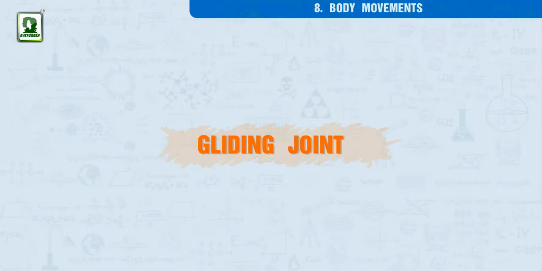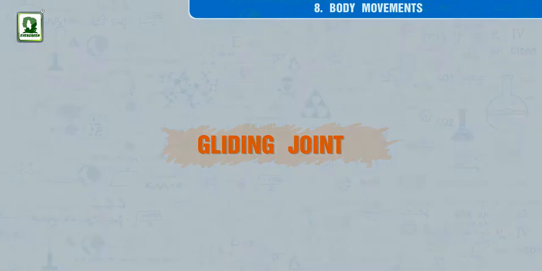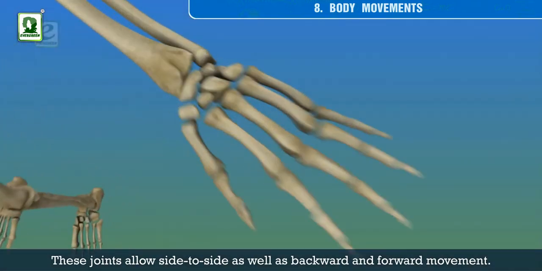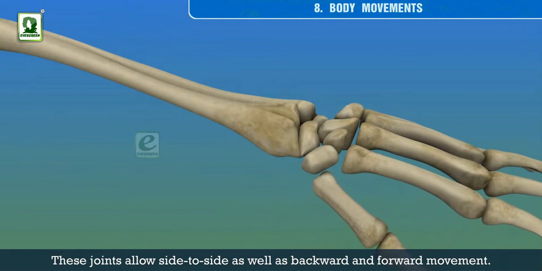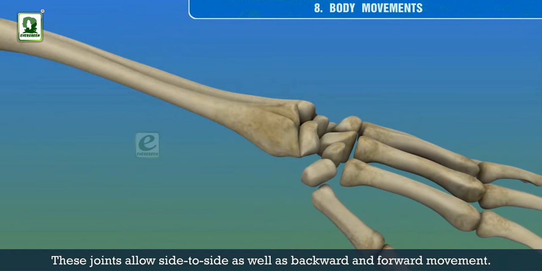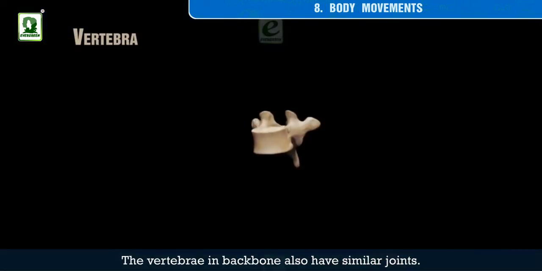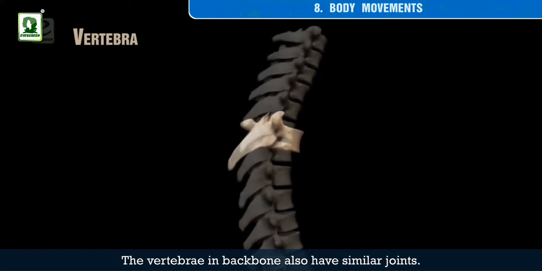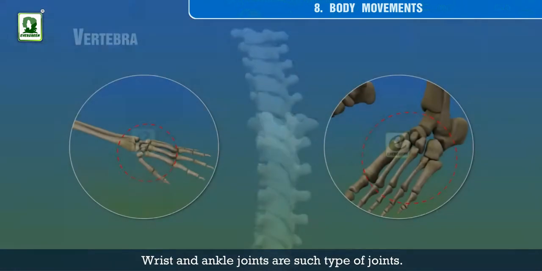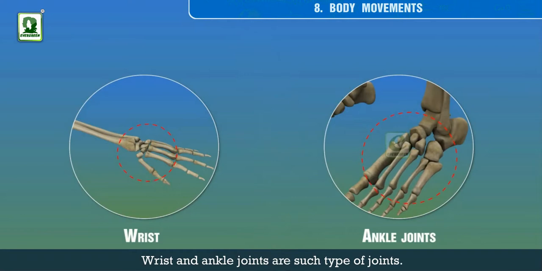Gliding joint. These joints allow side to side as well as backward and forward movement. The vertebrae in backbone also have similar joints. Wrist and ankle joints are such type of joints.